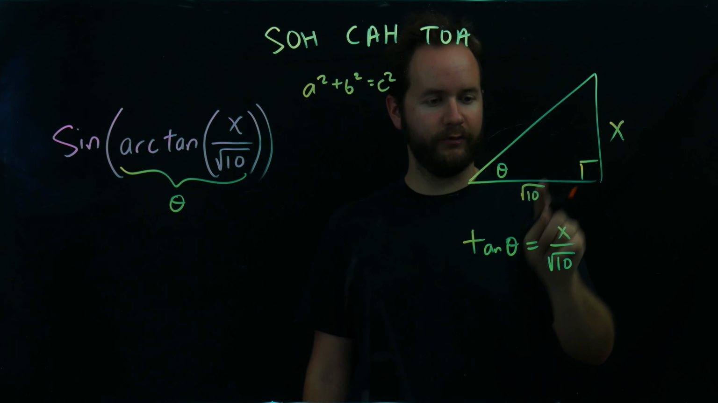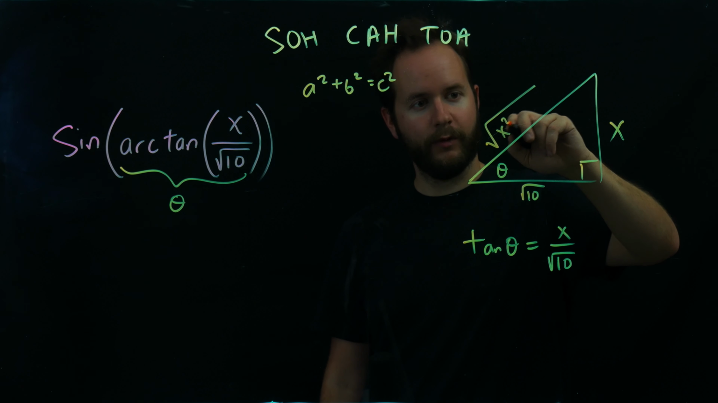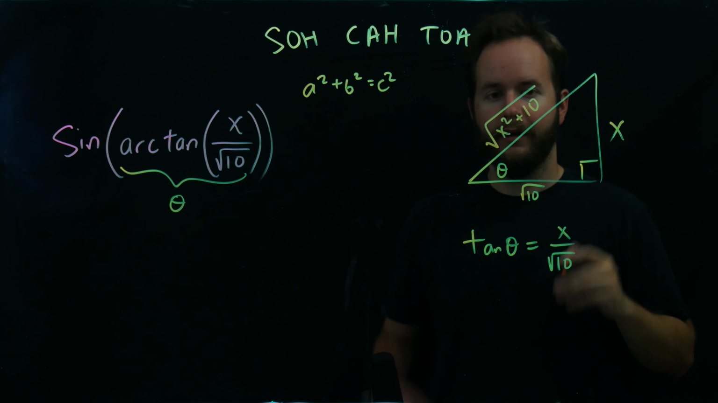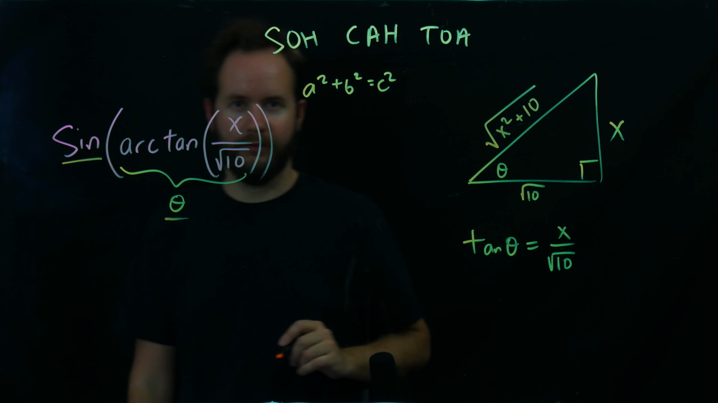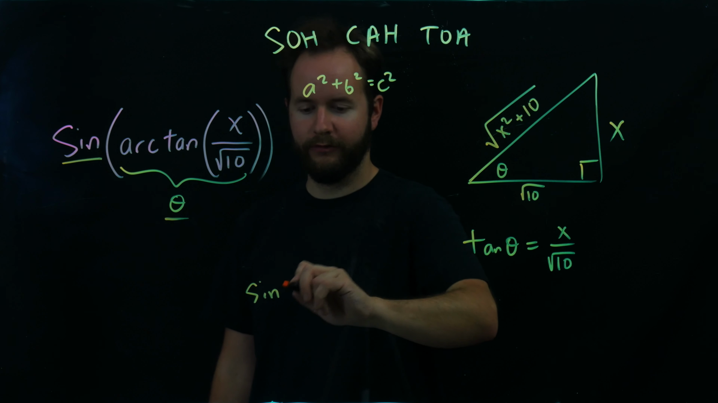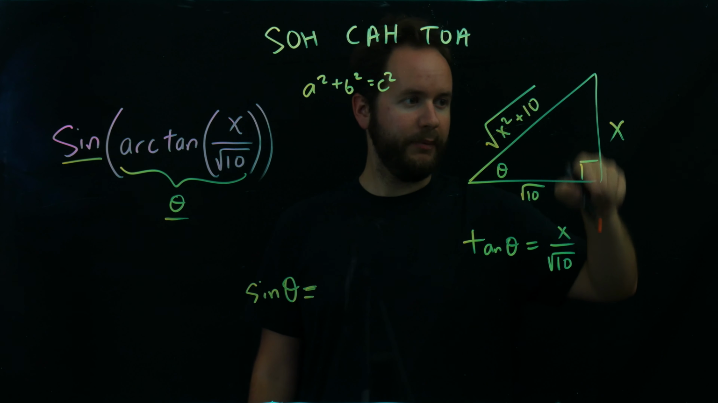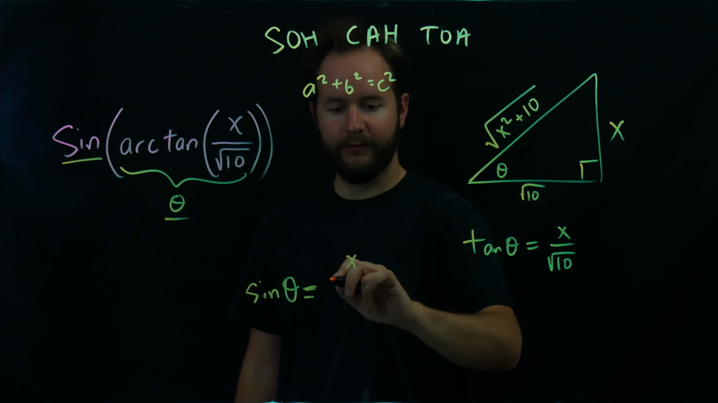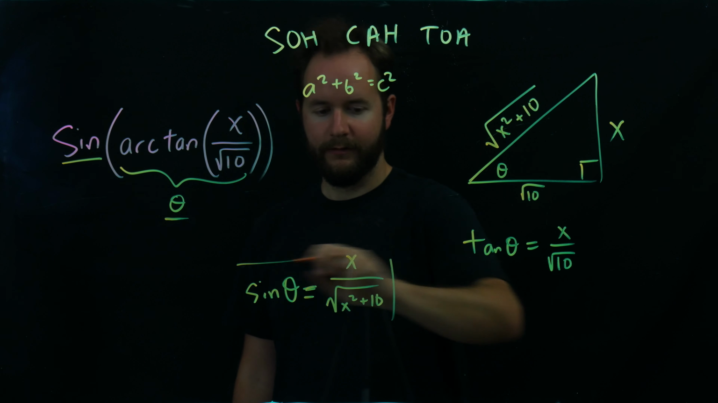So squaring this guy, adding them together and taking the square root gives me the square root of x squared plus 10. Now that I have my triangle set up, I'm being asked to find the sine of this angle theta. Well, what's the sine of theta according to this triangle? Sine is opposite over hypotenuse. So opposite over hypotenuse would be x over square root of x squared plus 10, and this is my final answer.